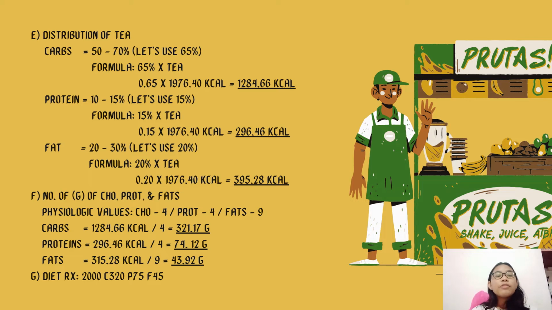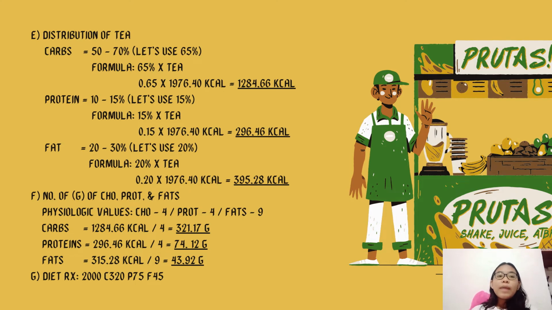Letter F is number of grams of CHO or carbohydrates, CHON or protein, and fats. The physiologic values of carbohydrates is 4, protein is 4, and fats is 9. For the carbohydrates, we will be dividing 1,284.66 kilocalories by 4, which is equal to 321.17 grams. For protein, we will be dividing 296.46 kilocalories by 4, which is equal to 74.12 grams. And lastly, fats, 395.28 kilocalories by 9, which is equal to 43.92 grams.